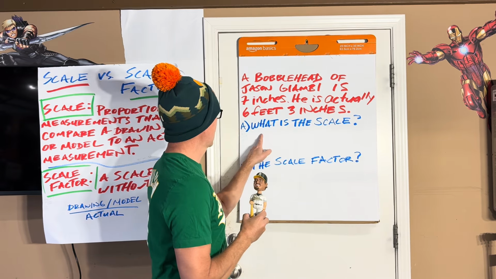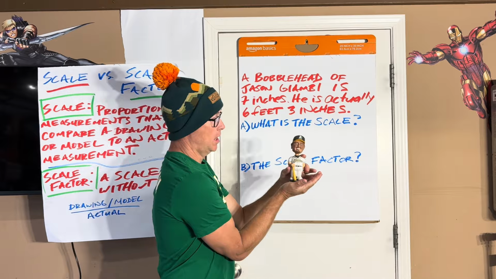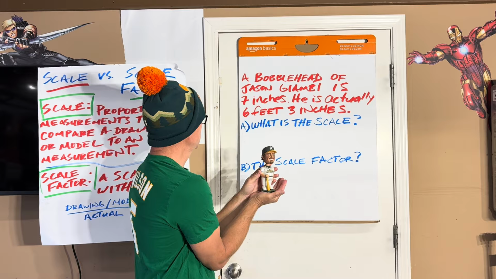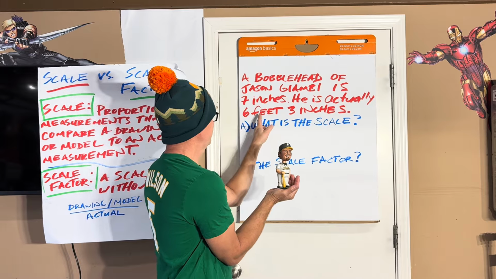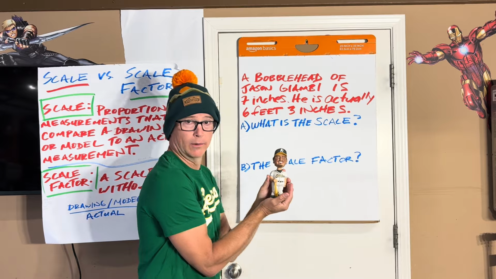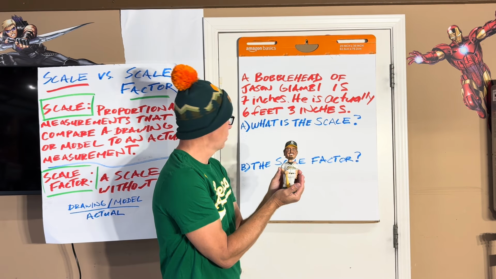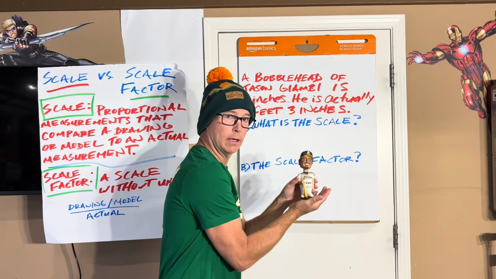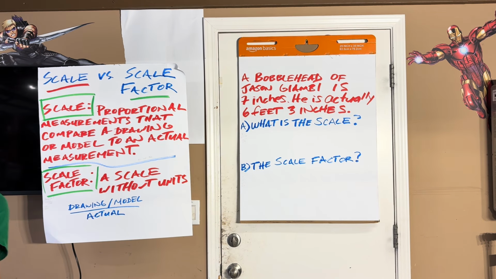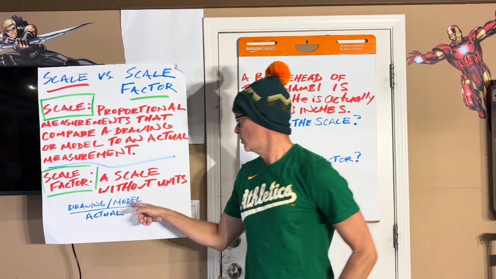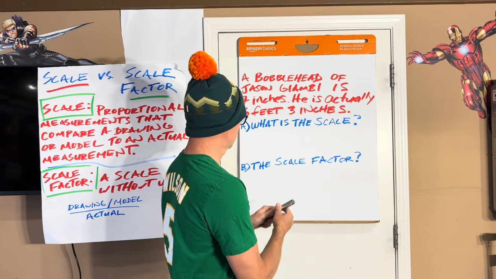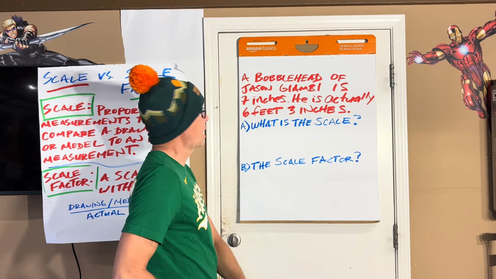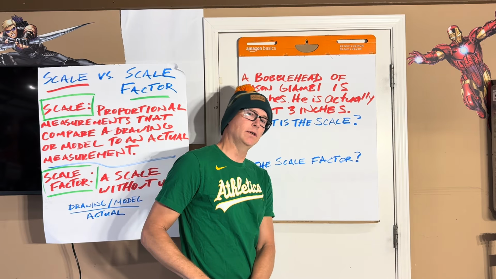Here we go. Now, the model is 7 inches, okay? Jason Giambi is actually 6 feet 3 inches. Okay, so we're gonna find what the scale is using those numbers. So I'm gonna go ahead and set the bobblehead down. Now remember, it's a model, so our model over the actual. Let me get a green pen. Okay, model.